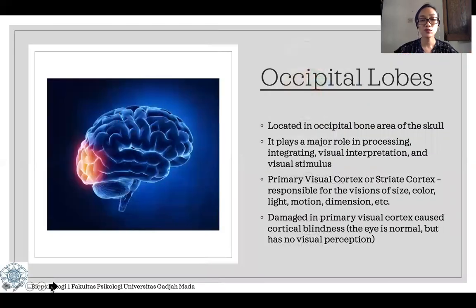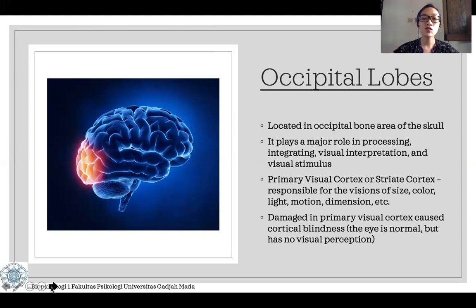We will see the first one, the occipital lobe. It's located at the posterior or caudal end of the cortex. Yeah, it's in the back side of your brain. It's the main target for visual information. And the posterior pole of the occipital lobe is known as the primary visual cortex or the striate cortex because of its striped appearance in cross-section.